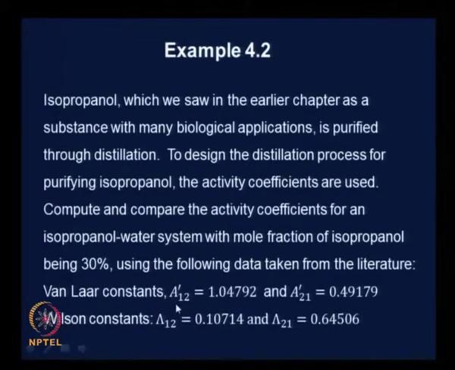The Van Laar constants are given, A12 dash equals 1.04792 and A21 dash equals 0.49179, and the Wilson constants gamma 12 is 0.10714 and gamma 21 equals 0.64506. These have been taken from the literature, the Journal of Chemical and Engineering Data. If you look at the notes, the reference will be there.